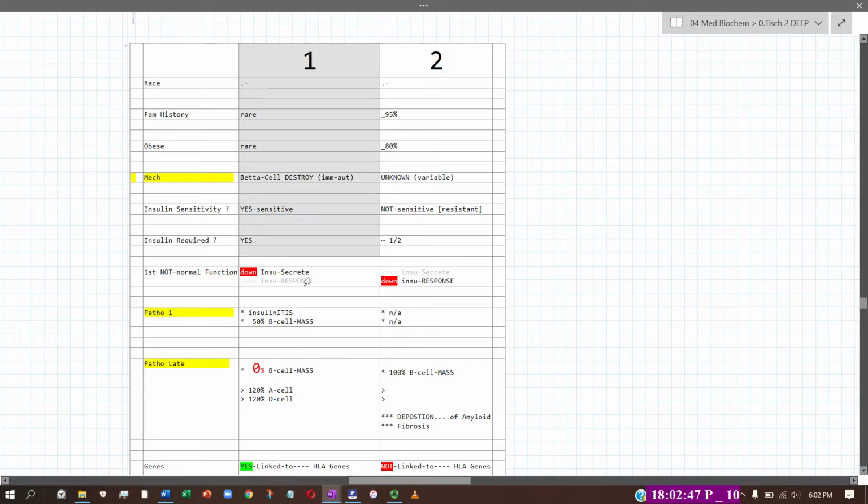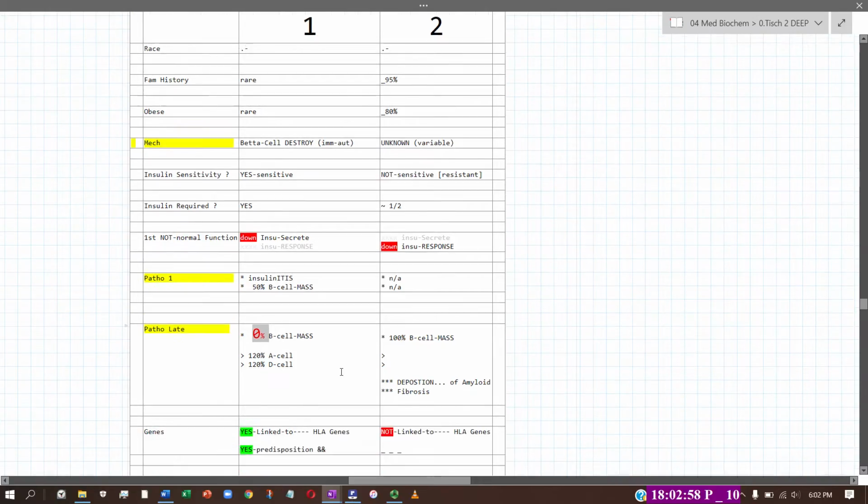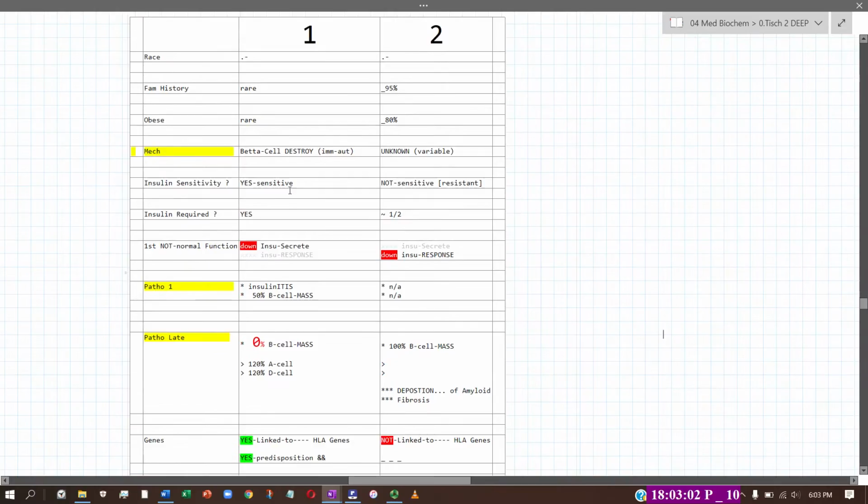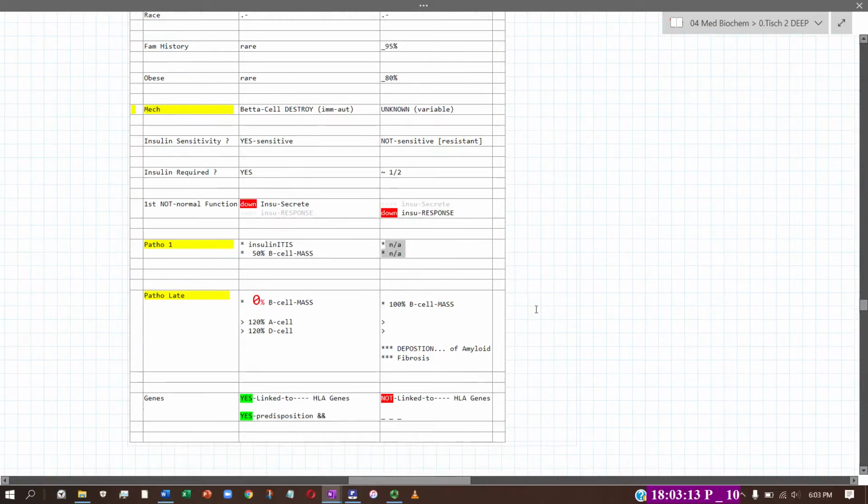Under diabetes type 1, you go from a reduced B cell mass to 0 B cell mass. Whew, that's troubling. As opposed to diabetes type 2, the initial pathology, the first pathology stages, nothing's applicable. It's blank in the notes in the table.